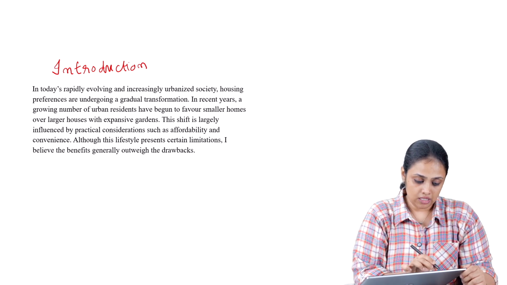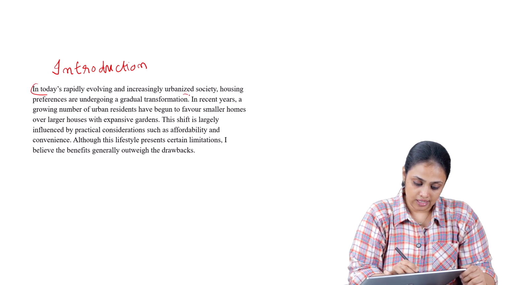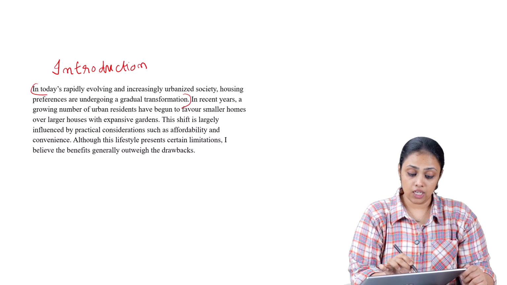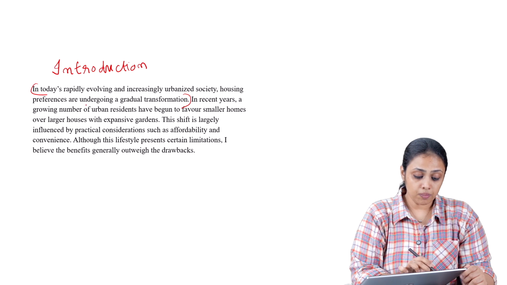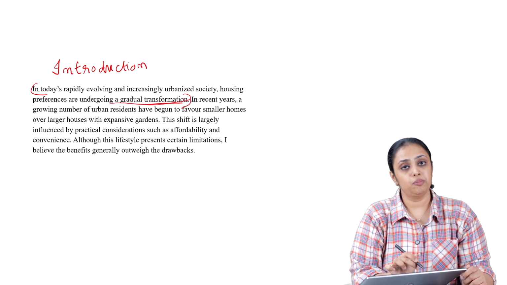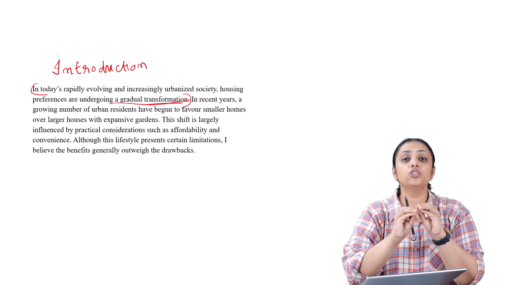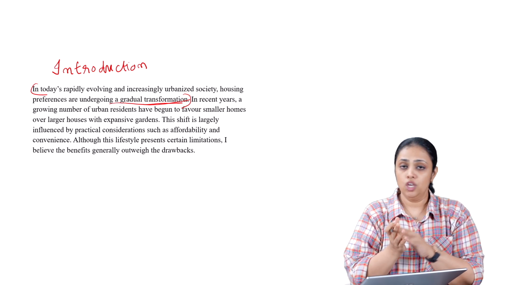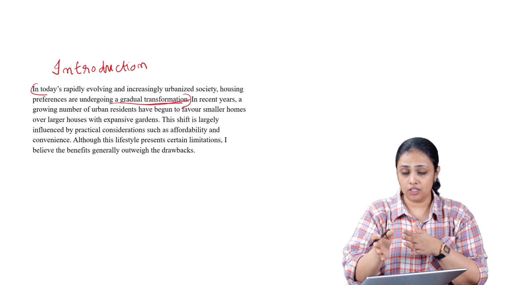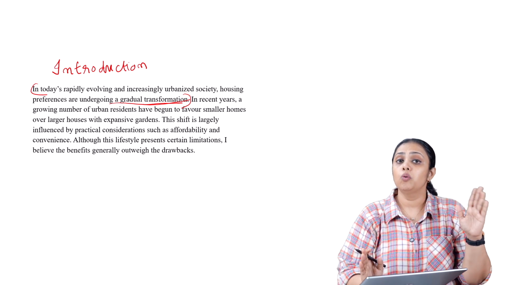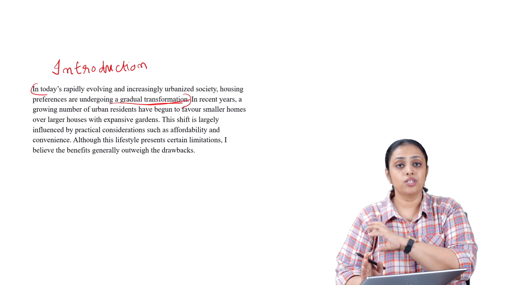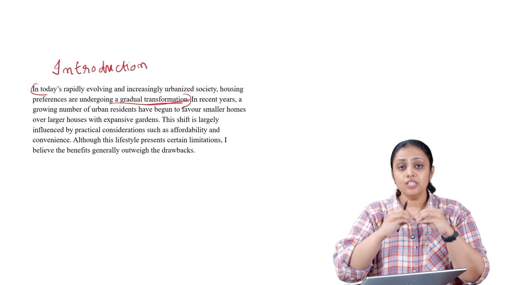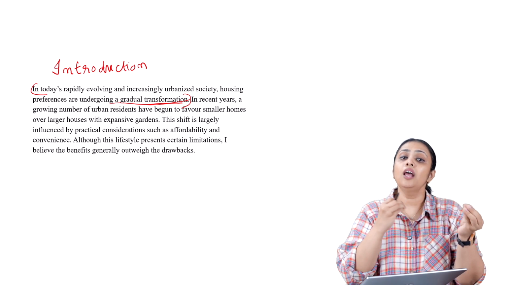Now, for instance, you can see here, this is actually a general statement. What is mentioned here? In today's rapidly evolving and increasingly urbanized society, housing preferences are undergoing a gradual transformation. Generally, you have made a general statement about the shift in choices, housing preferences. You have not directly come to the fact that has been mentioned in the question, that is, that now people prefer to live in small houses rather than big houses with huge gardens. No, you have not come into that. Before that, you have given a general statement about the shift in housing preferences.